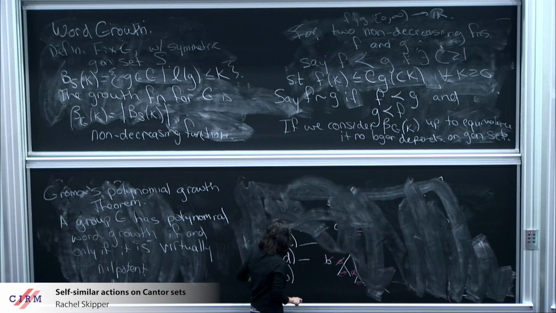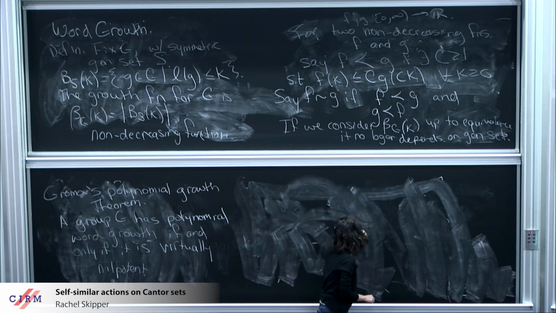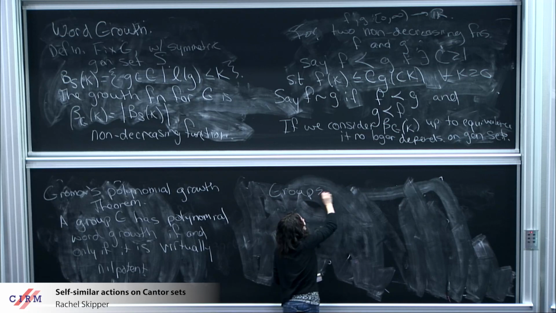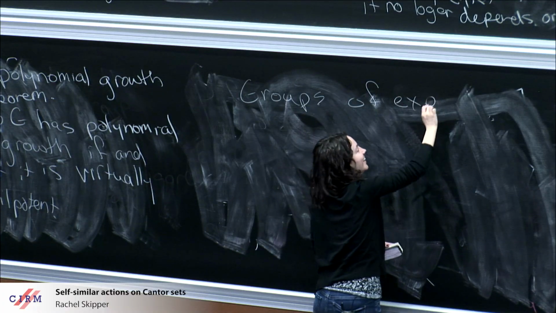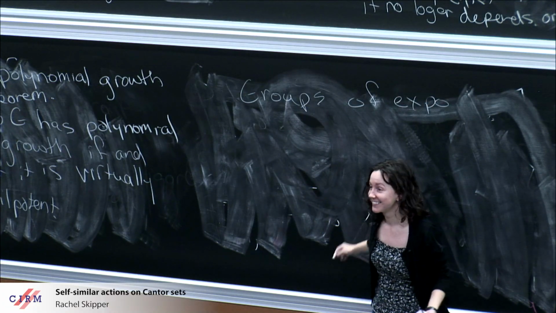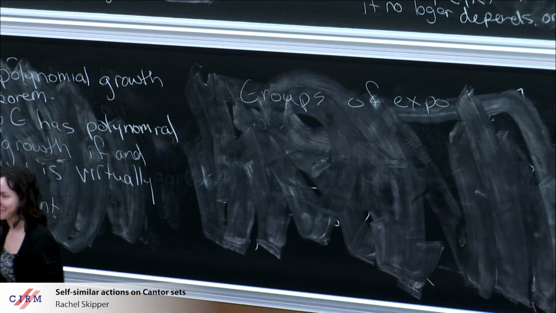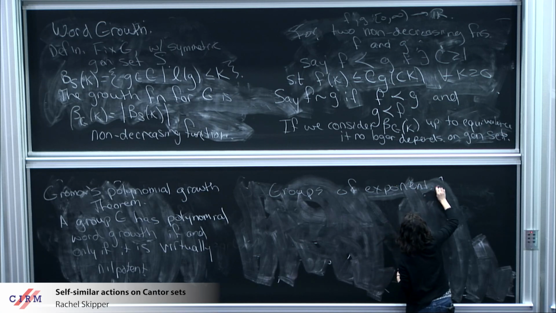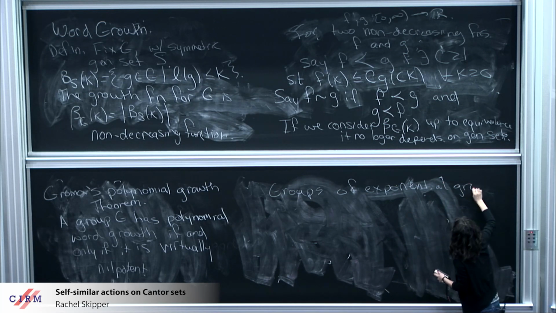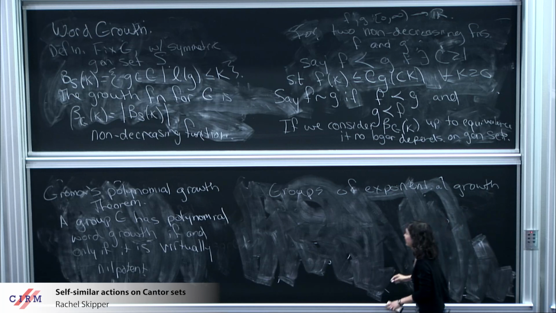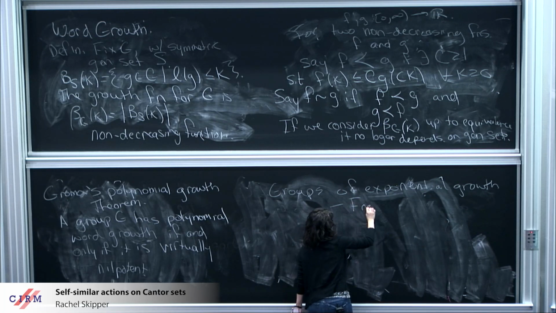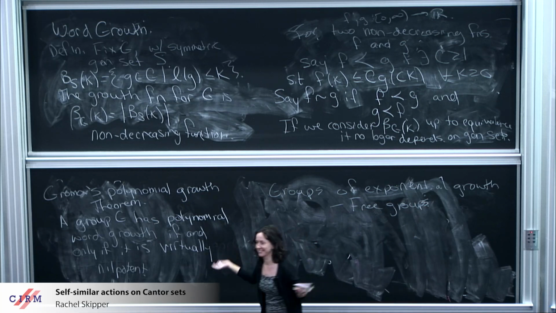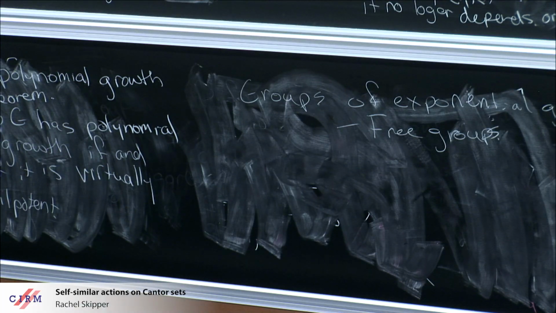It's quite easy to give groups of exponential growth. Can anyone give me a group of exponential growth? Free group, right. Thank you, thanks for your participation. Groups of exponential word growth: lots of things, but free groups, for instance. Their Cayley graph is a tree, and you're counting vertices in a tree farther and farther away from the origin.